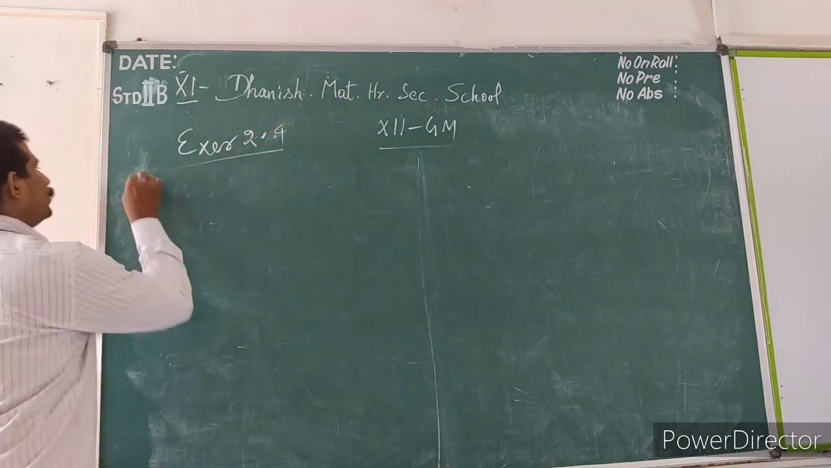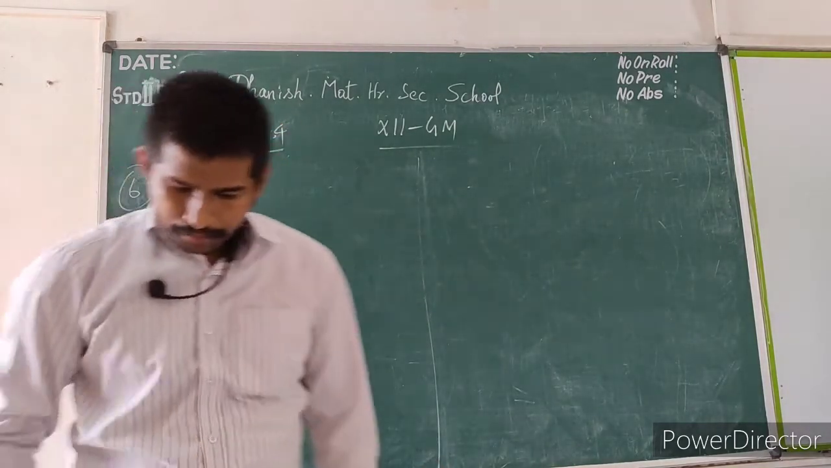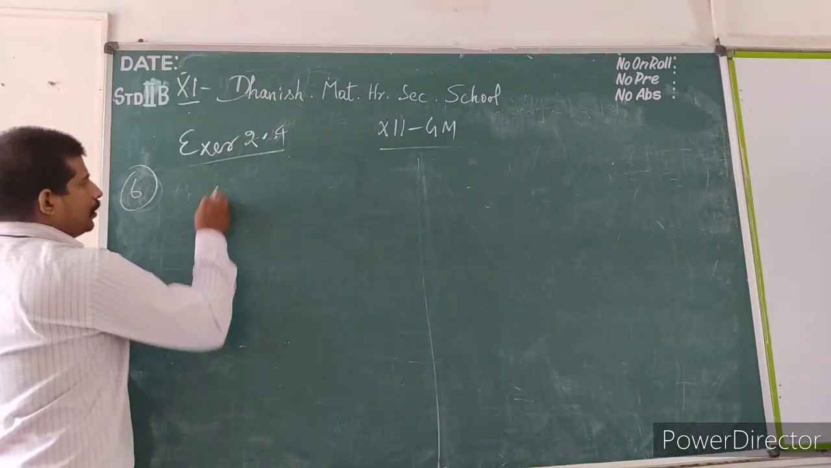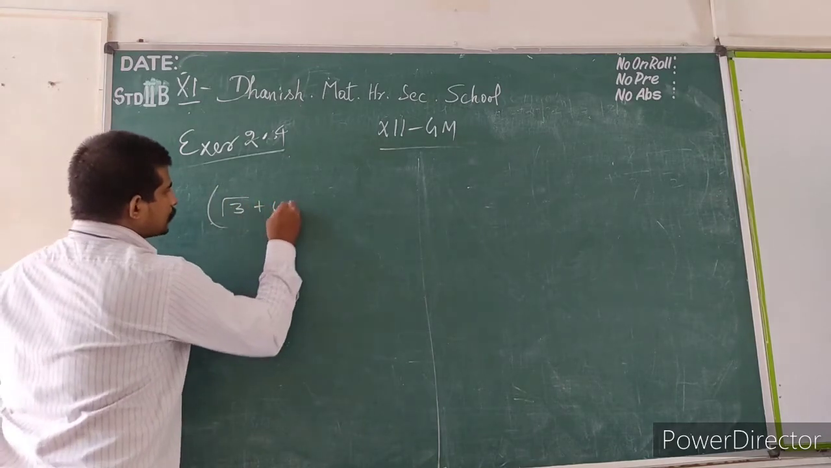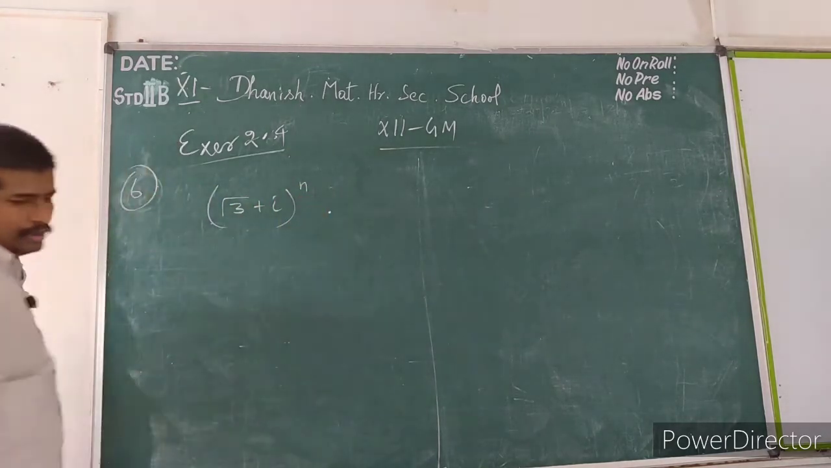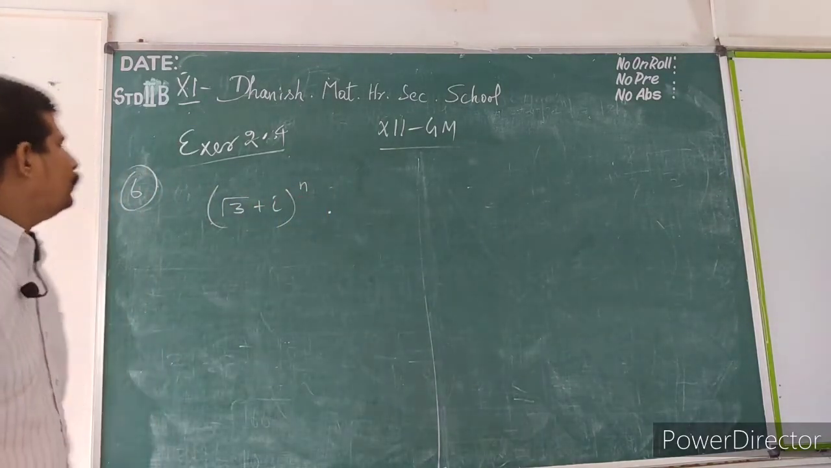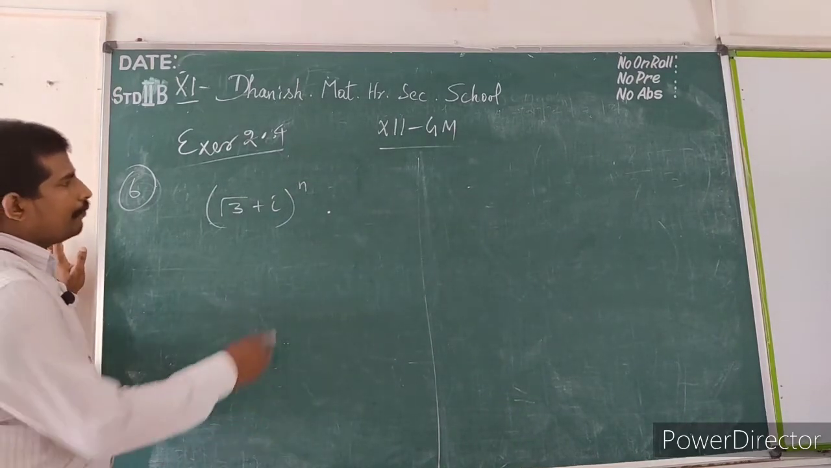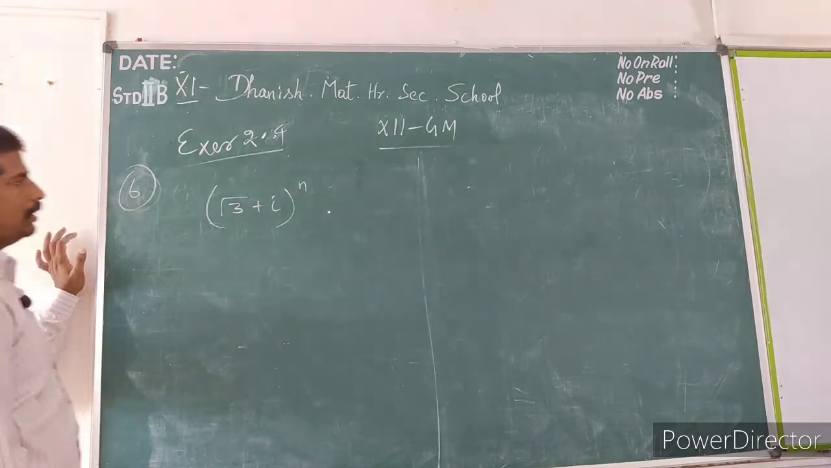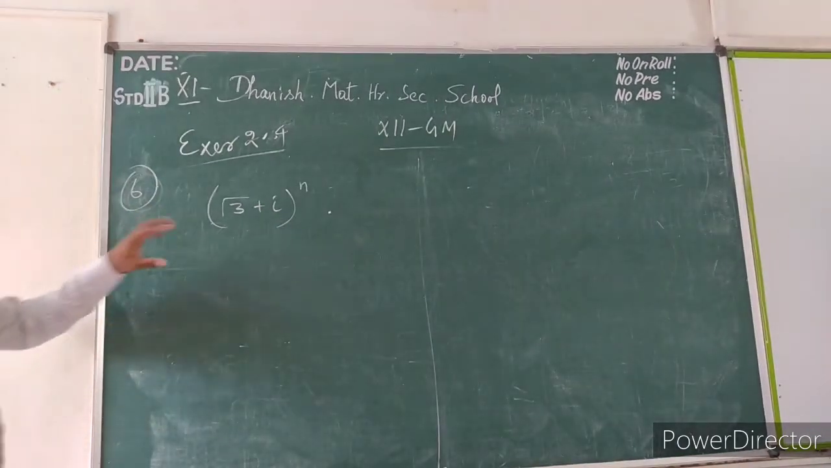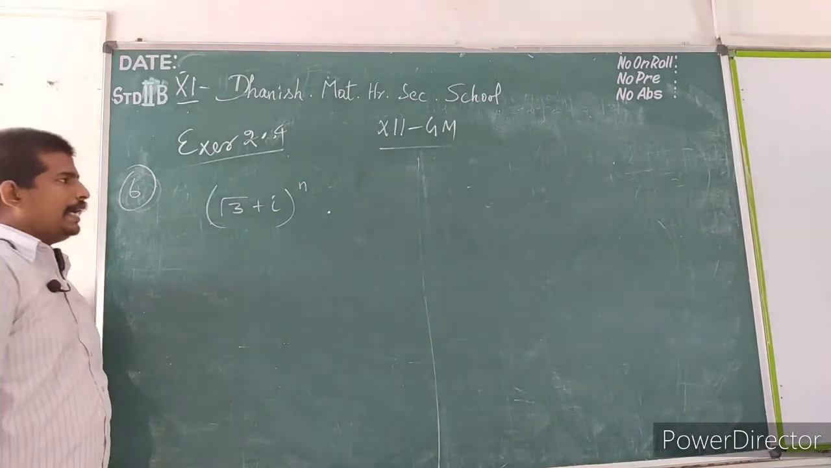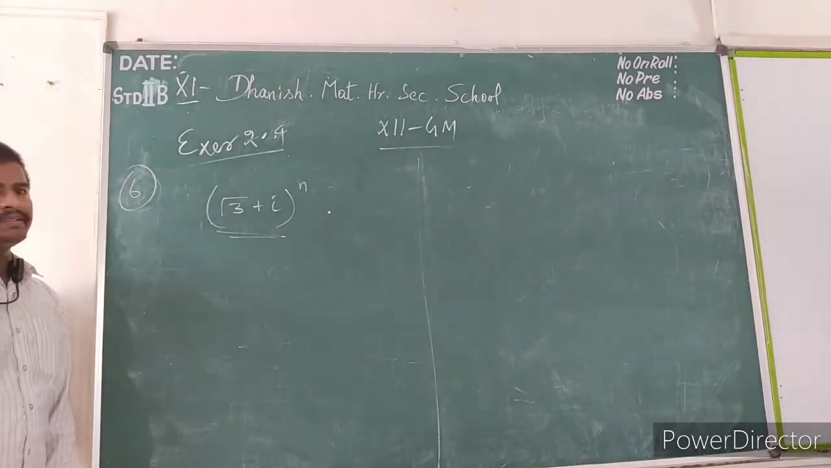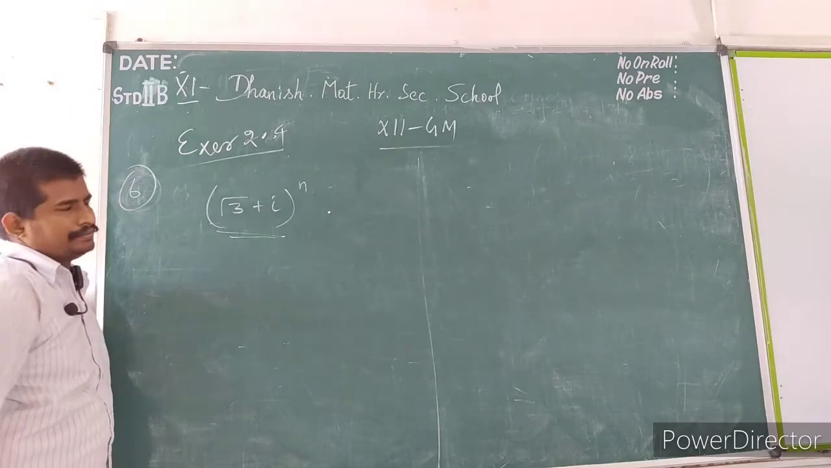Exercise 2.4, that is one remaining problem, problem number 6. First we can write the given (root 3 plus i) whole power n. Here we are going to find for which value of n this term is purely imaginary as well as real.